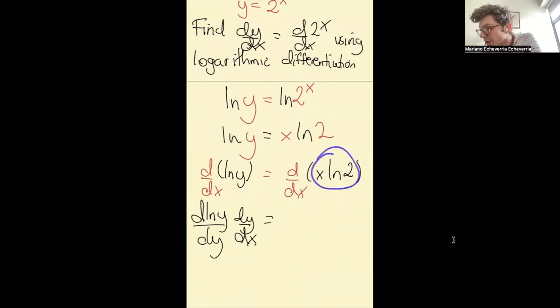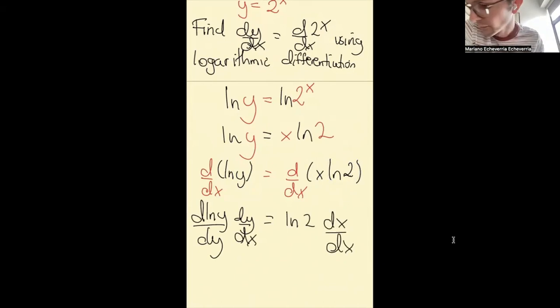And what should you do here? Well, ln of 2, that's actually just a number. It's a constant. You don't know what the number is necessarily, but it is just a number. So you can take it outside the derivative, and you just get something like this. Is that making sense? Questions about this up to this point?